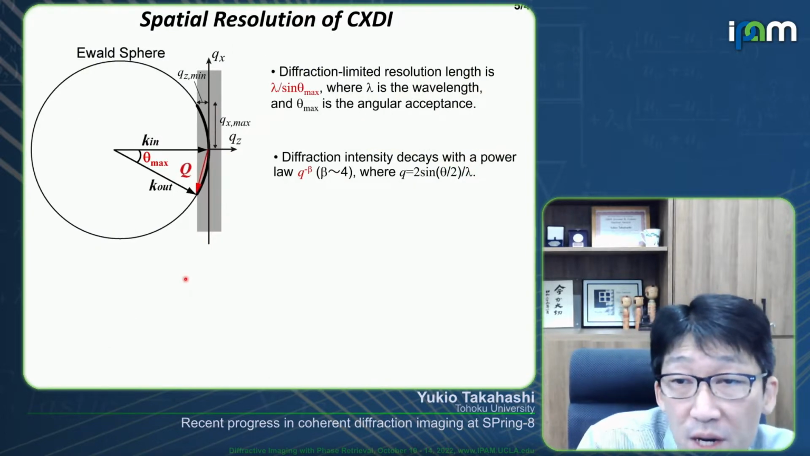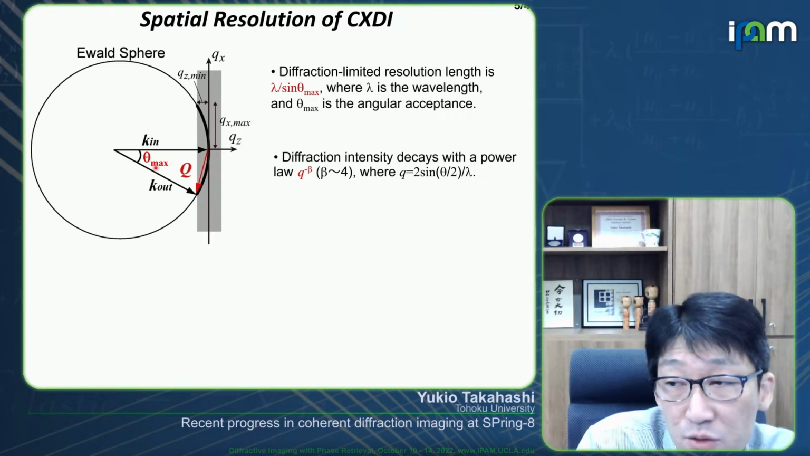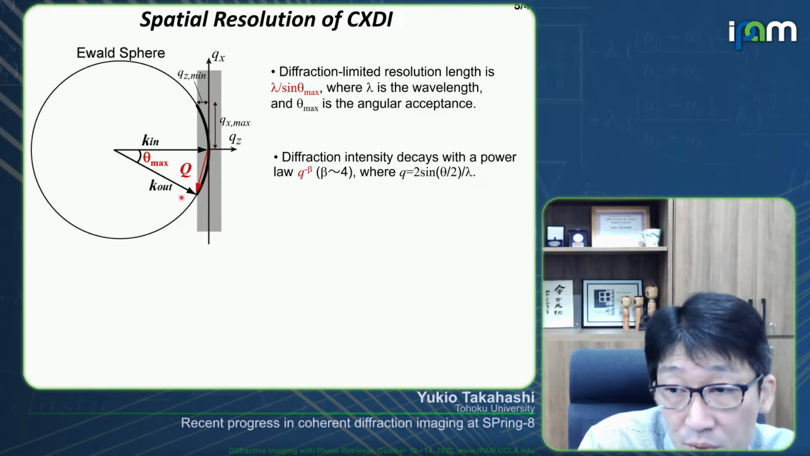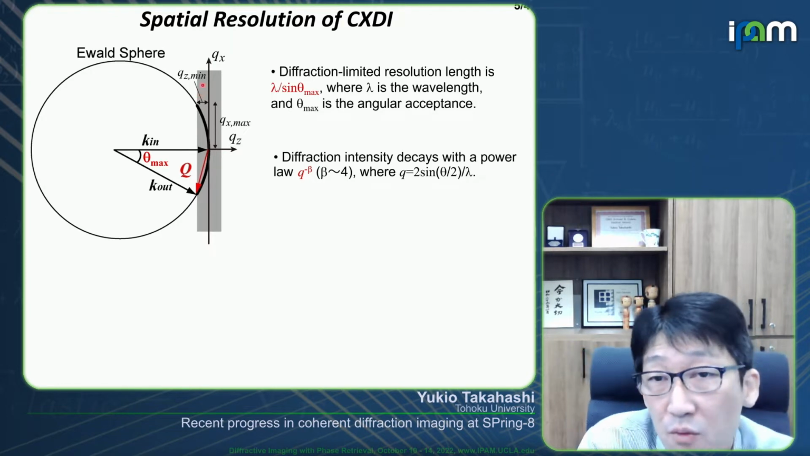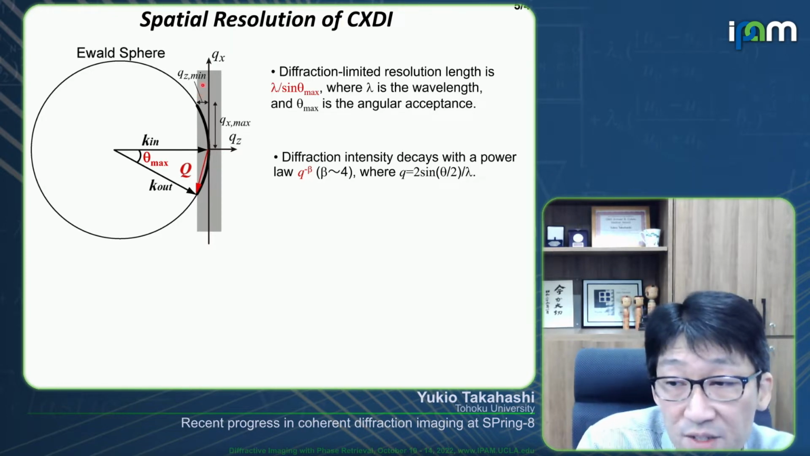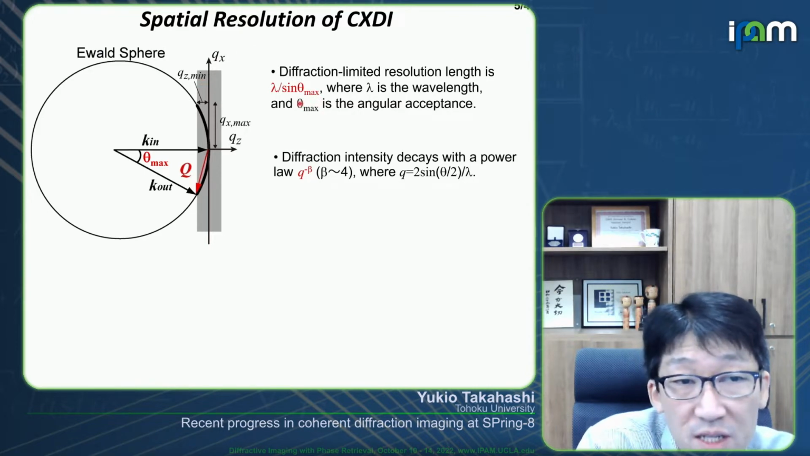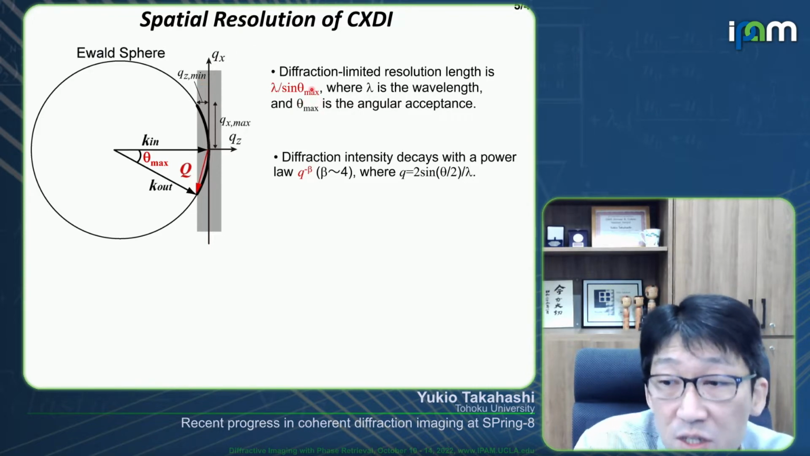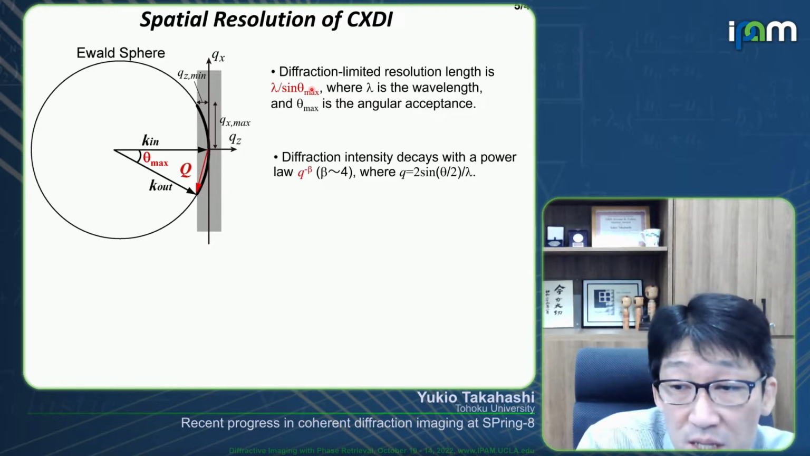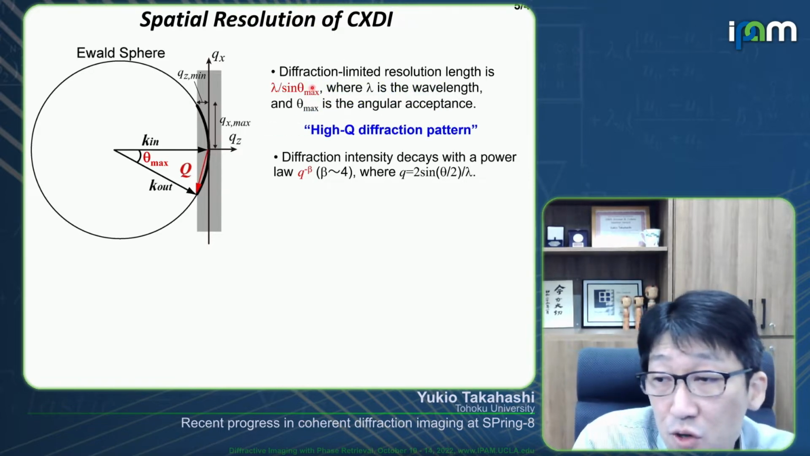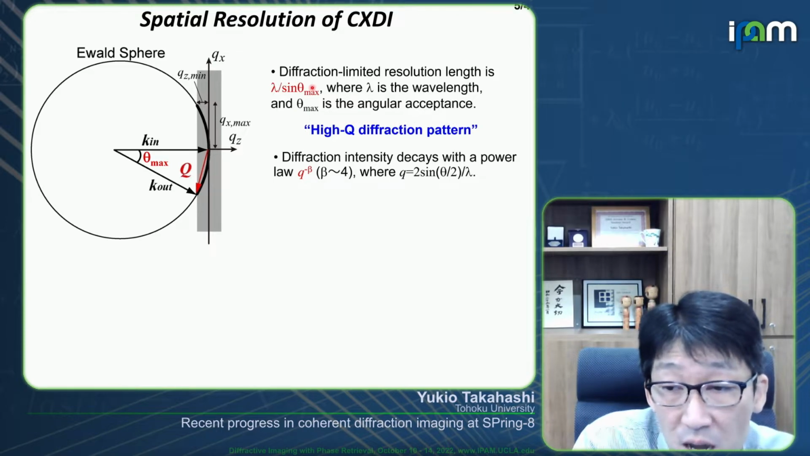The observable coherent X-ray diffraction pattern can be understood by drawing the Ewald sphere. This is a part of the Ewald sphere surface. The diffraction-limited resolution length is expressed by this equation, where lambda is the wavelength and theta max is the angular acceptance. So this means that high Q diffraction data are necessary to improve the spatial resolution of CXDI.